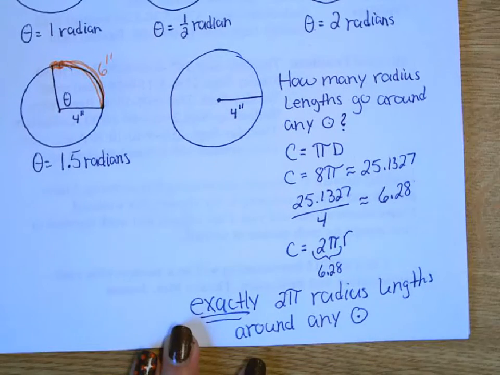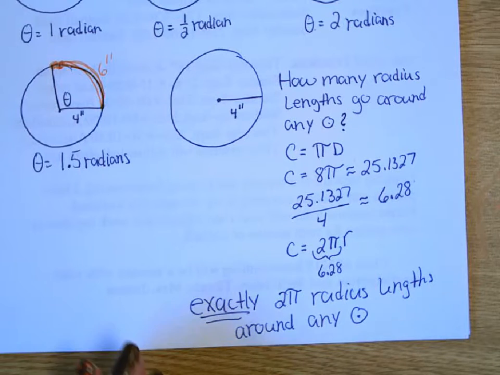Nice job on that. Around any circle, there's exactly a little over 6 all the way around.